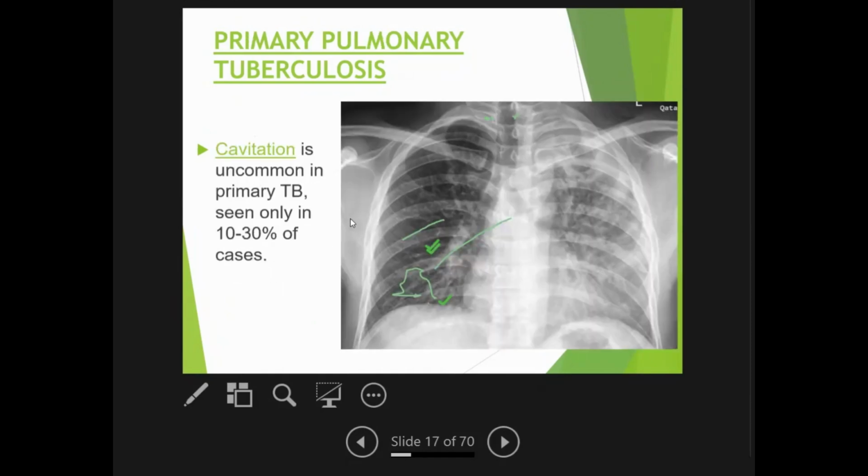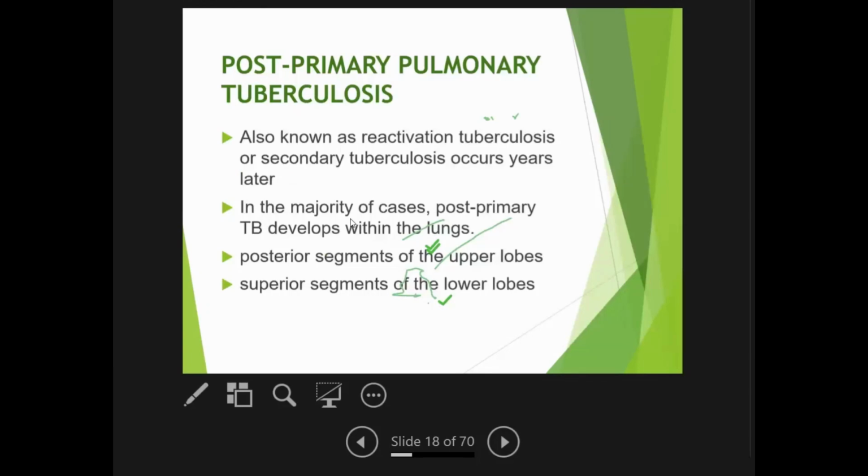Cavitation is uncommon in primary TB, but you can find it in some patients. So this is a patient with a cavity in the left upper lobe, and it is seen only in 10 to 30% of patients. So that is the radiographic appearance of primary tuberculosis.